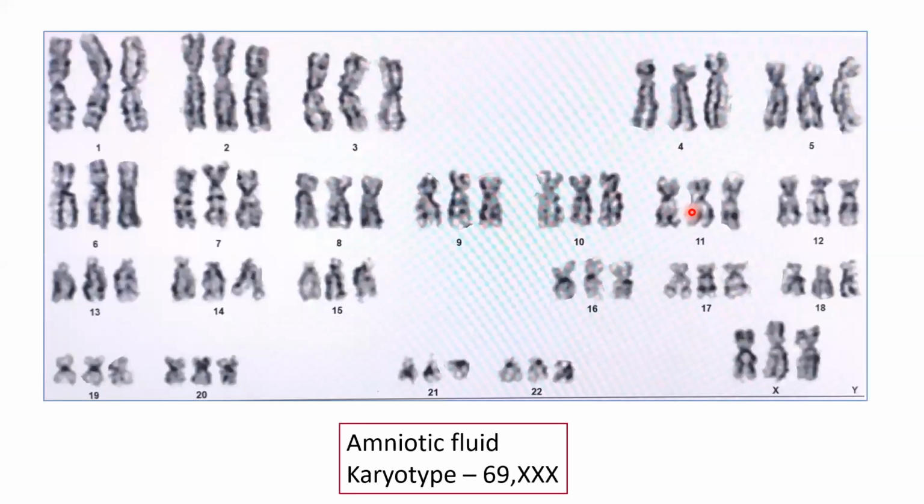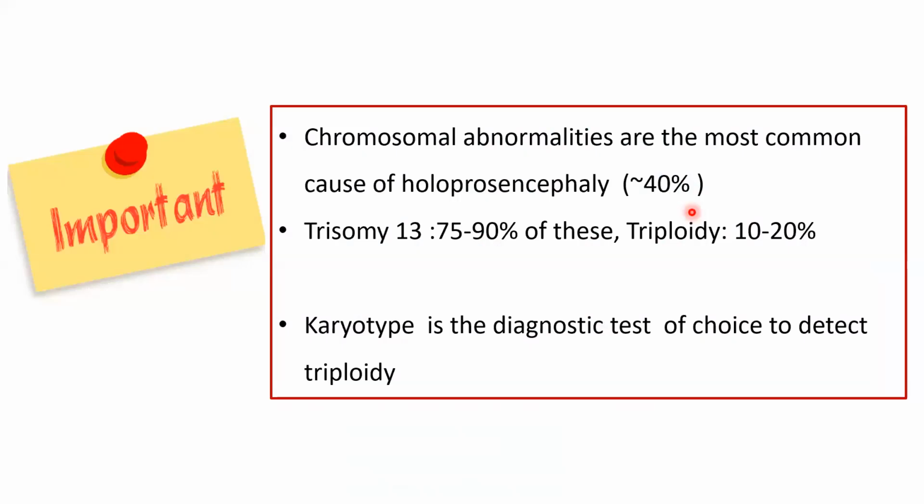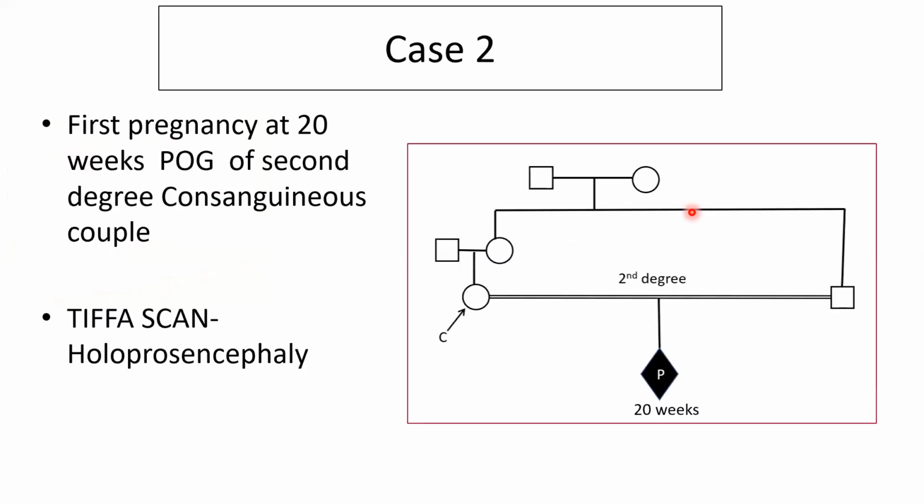Further testing, as we do, to rule out chromosomal anomalies in cases of holoprosencephaly. Amniocentesis was done, and amniotic fluid karyotyping was done. That suggested the total number of chromosomes was 69, meaning triploidy. So here all chromosomes from 1 to 22 and X had 3 copies. So this condition is known as triploidy. So this was our first case.